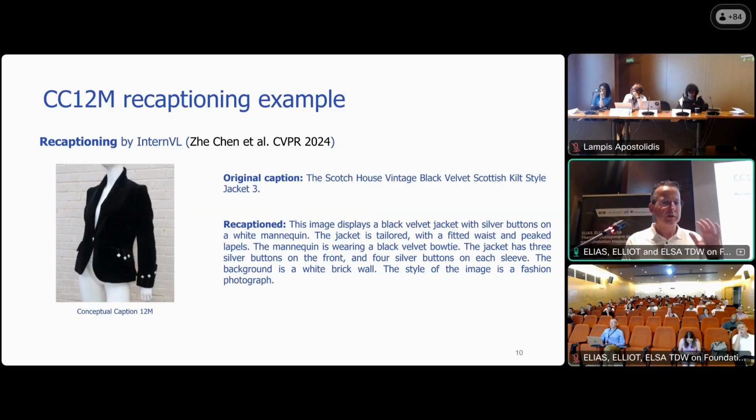Now, of course, there is still some validation to be done. So we check for length filtering, language validation, whether there is a mismatch between the visual and the text, and also whether there are not-suited-for-work elements in the recaptioning.